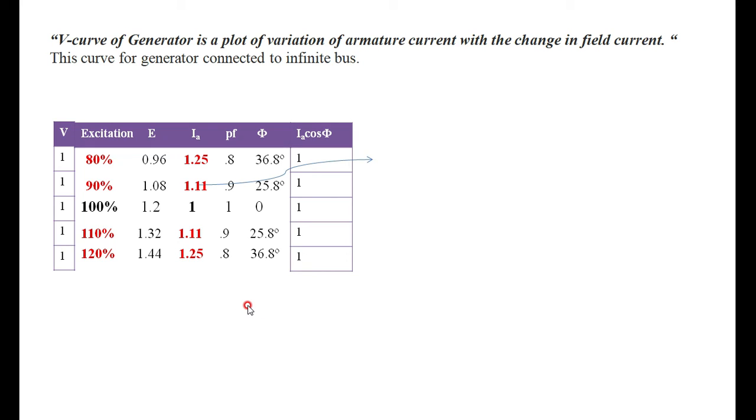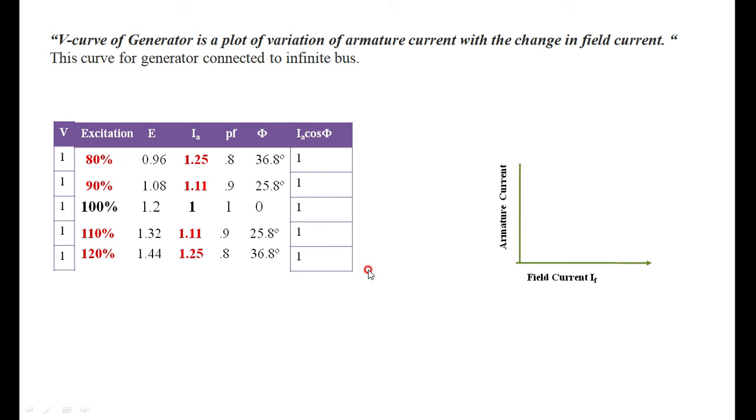Okay. Look into this. How are we getting this? How we are getting this 1.11, I explained just now. We know that Ia cos phi is equal to 1. Now, I have got a power factor of 0.9. Therefore, Ia is equal to 1 by cos phi, that is 1 by 0.9, that is 1.11. This is how you have to calculate the value of this armature current.